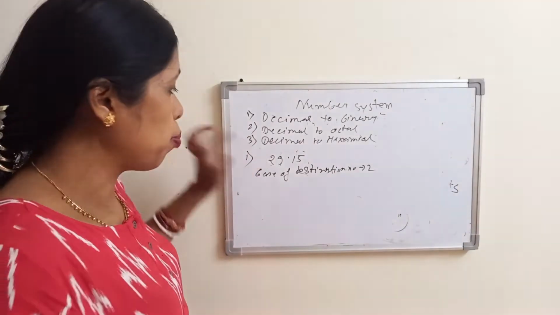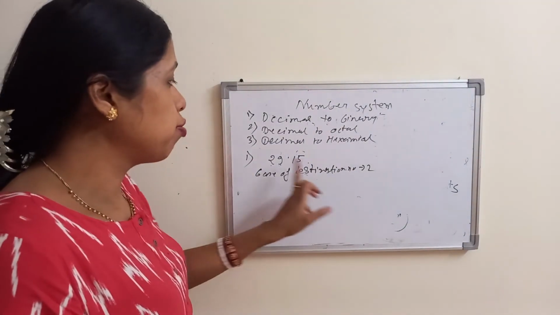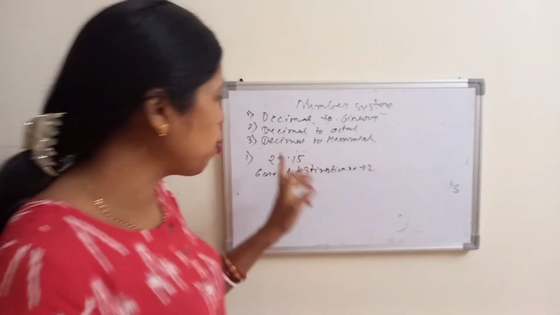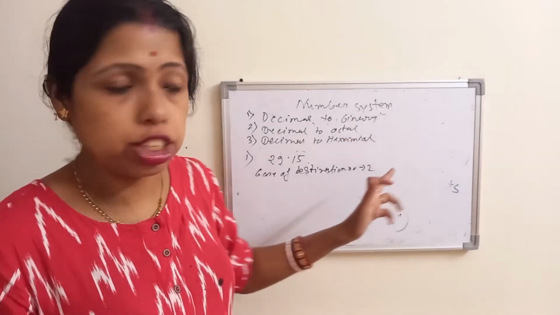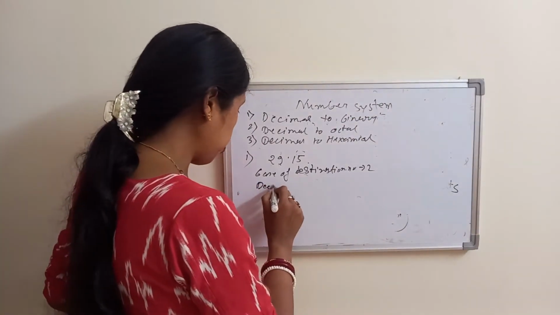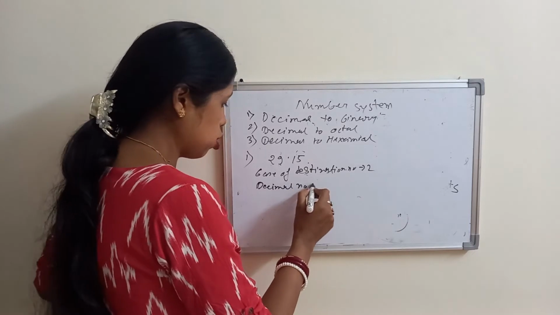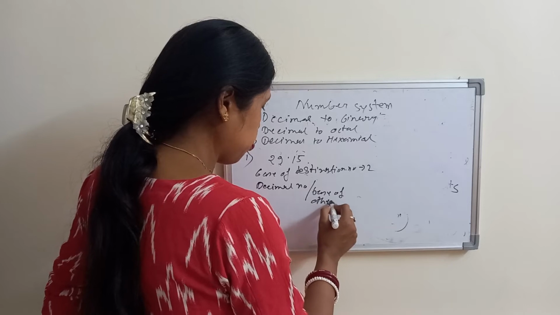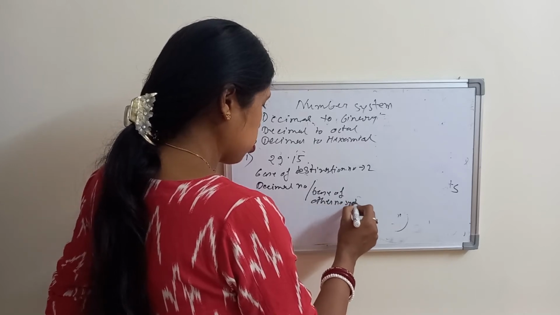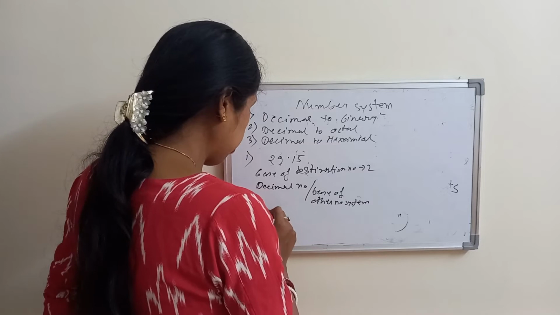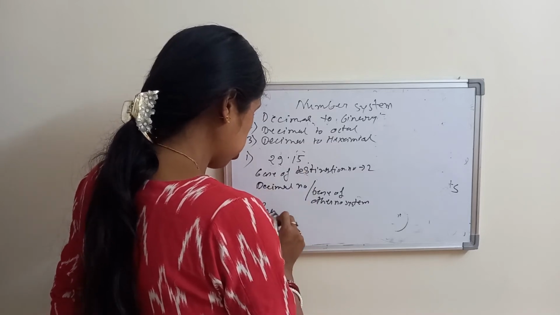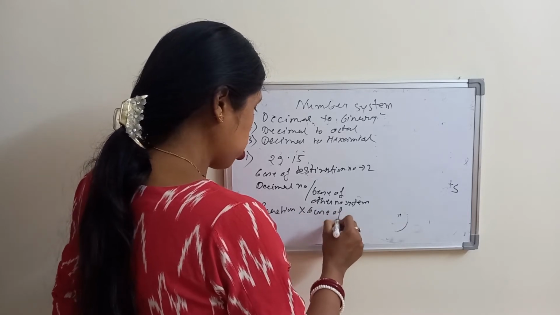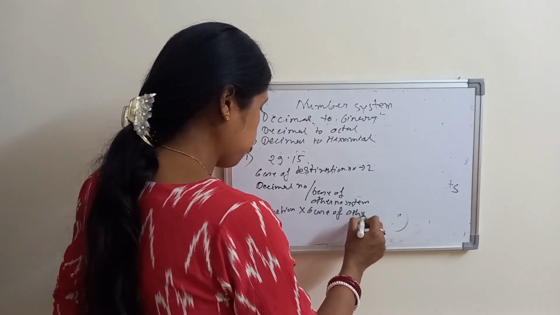Okay, the decimal number should be divided by the base of that number system, and the fraction part should be multiplied by the base of that other number system. The integer part is divided by the base of the other number system, and the fraction part is multiplied by the base of the other number system.